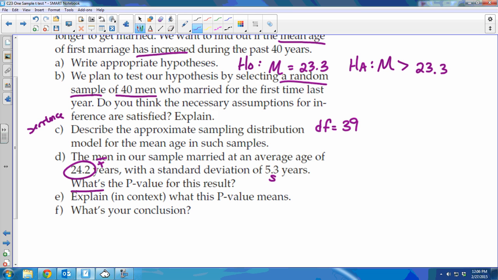What's the p-value for this result? So they're asking you to do a hypothesis test. We already have all the other steps written out because it broke it all down for you. That was nice of them.